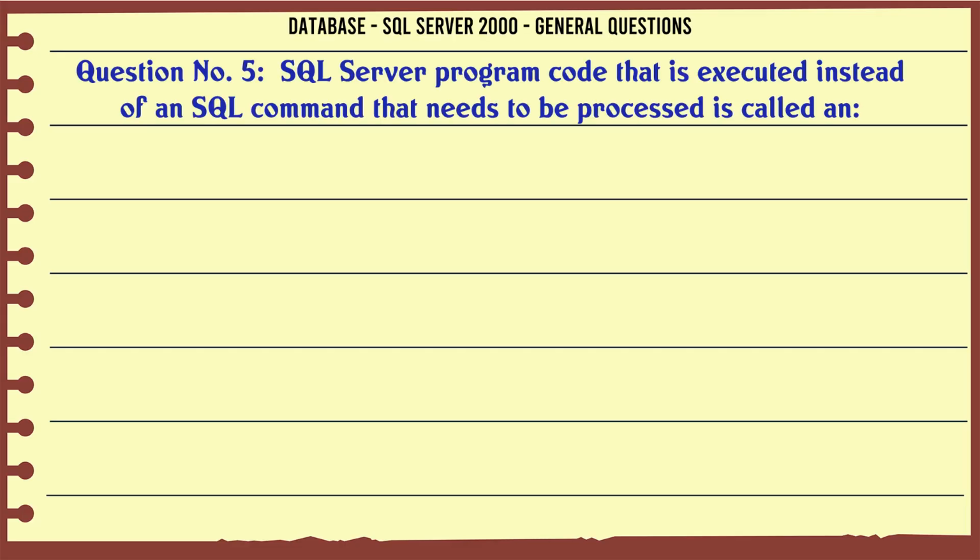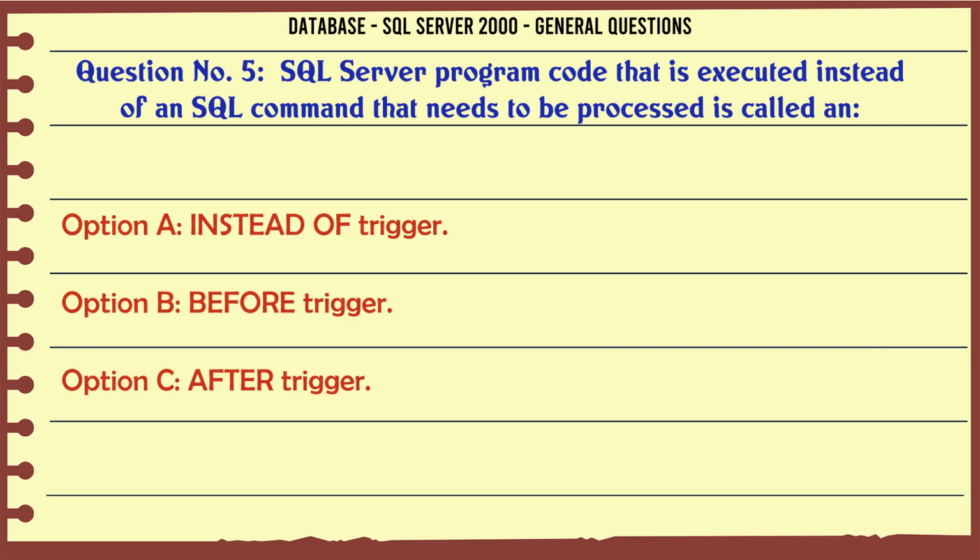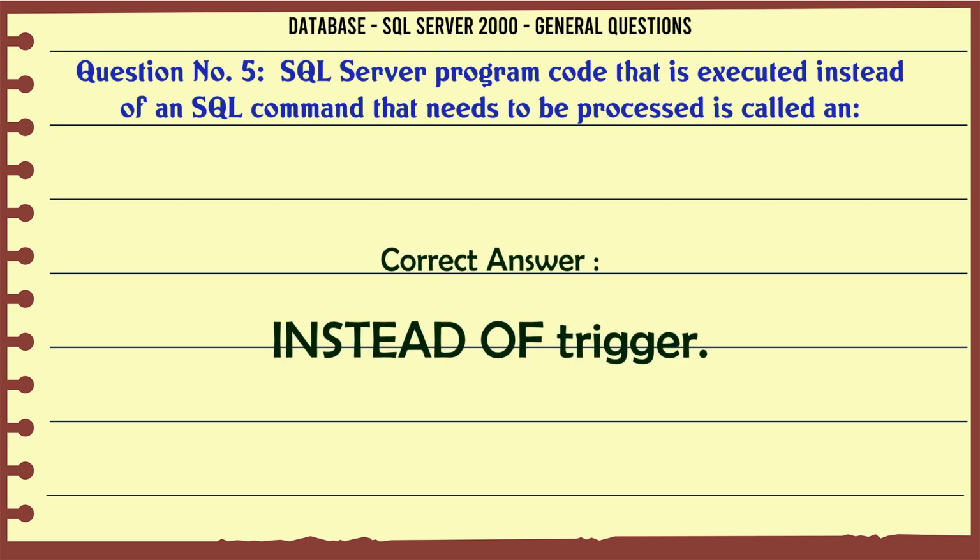SQL Server program code that is executed instead of an SQL command that needs to be processed is called an A. Instead of trigger. B. Before trigger. C. After trigger. D. Begin trigger. The correct answer is instead of trigger.